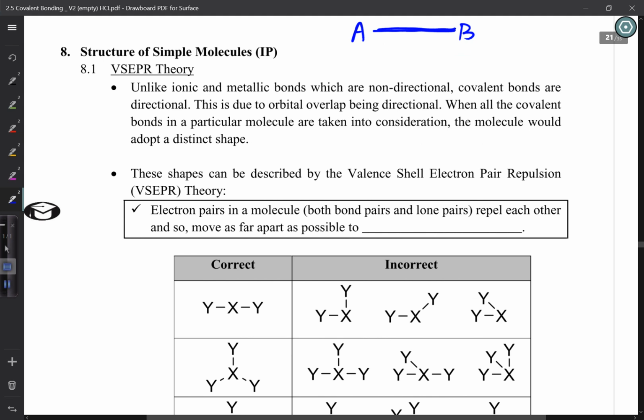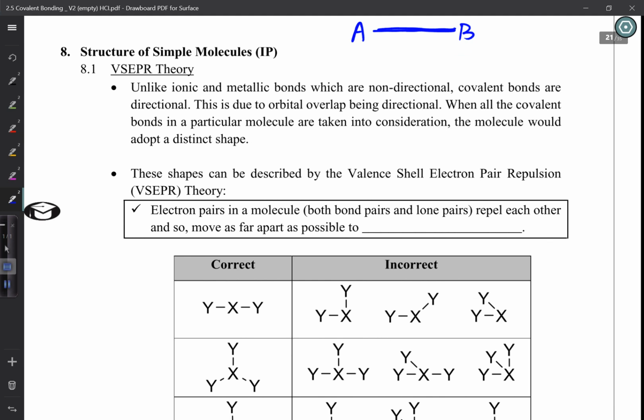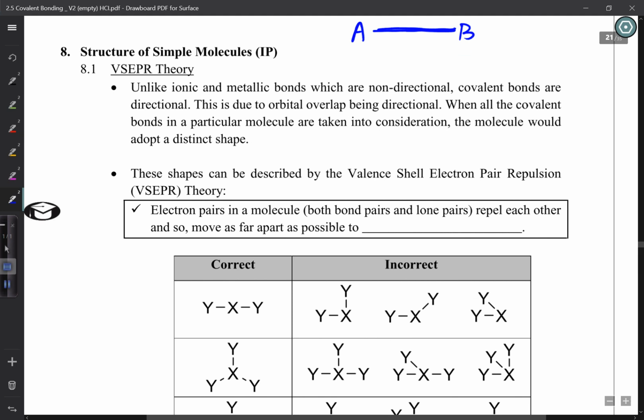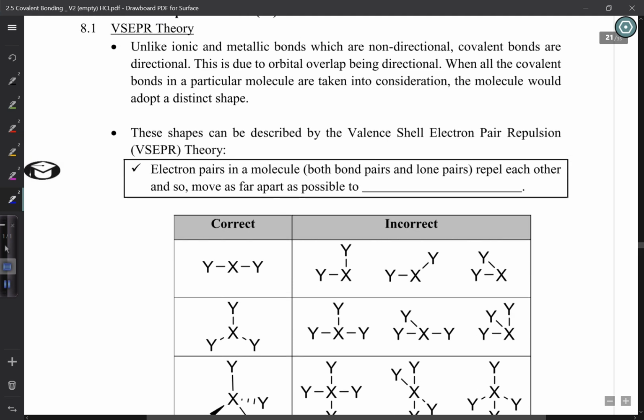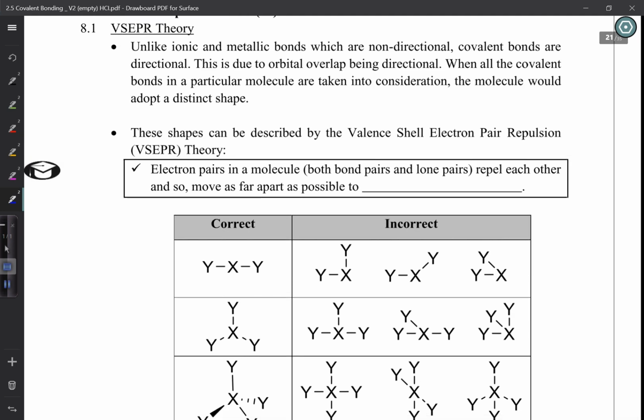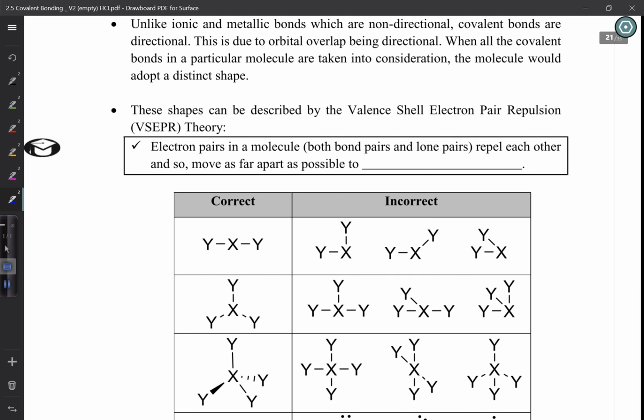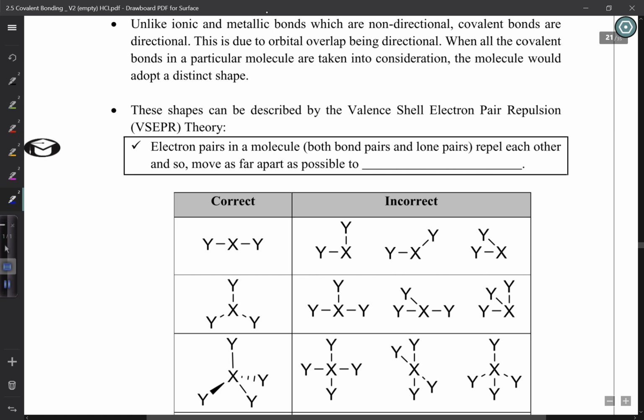If it's directional, that means you have a direction. If it has a direction, that means it must have a shape. In fact, this VSEPR theory is a theory which has basically never failed. If you apply this theory and understand it fully, I guarantee you wouldn't have any problem with this chapter or this section. The VSEPR theory says that electron pairs in the molecule, meaning both the bond pairs and lone pairs, will repel each other and so move as far apart as possible to minimize repulsion. So the driving force is actually to minimize repulsion.